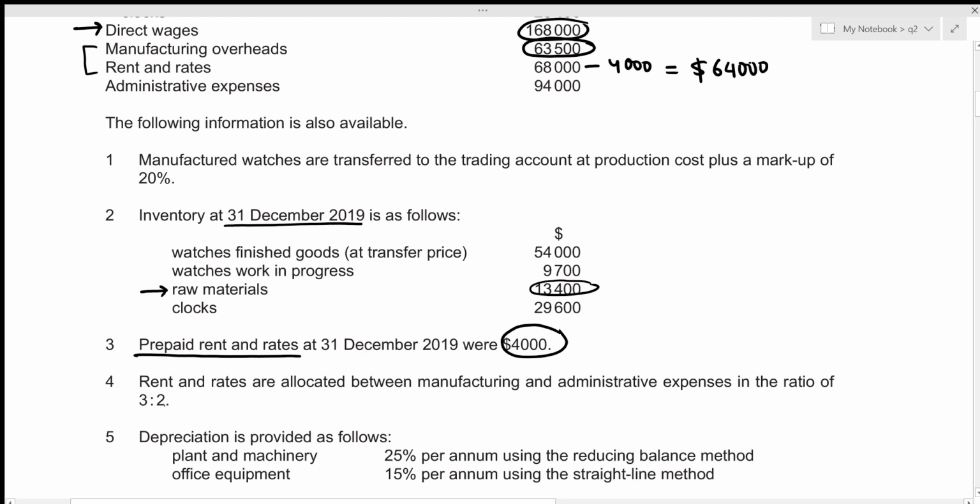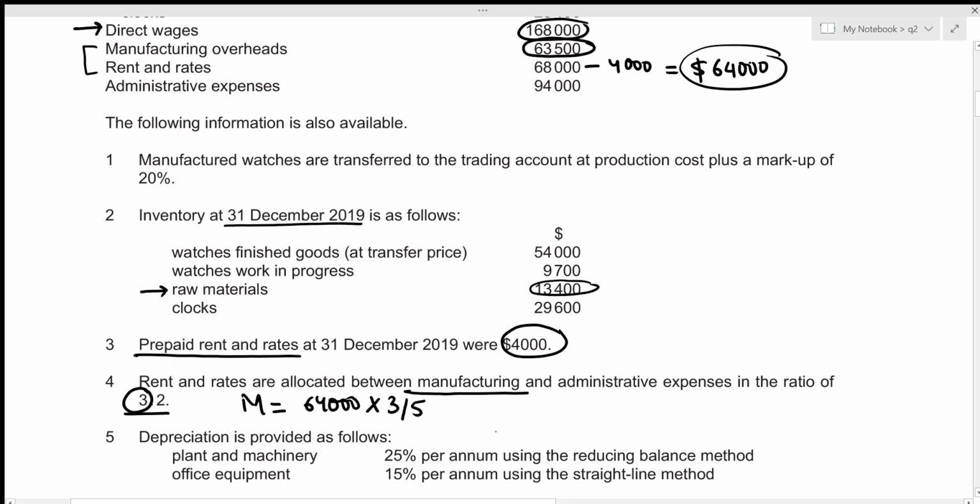Then we are also given that rent and rates are allocated between manufacturing and administrative expenses in the ratio of 3:2. So out of 5 parts, 3 parts is allocated towards the manufacturing. And since we're talking about the manufacturing account, we require this value, right? So for manufacturing account, that's going to be the total of 64,000, and out of 64,000, 3 out of 5 parts is the manufacturing overhead. So that's times 3 by 5.